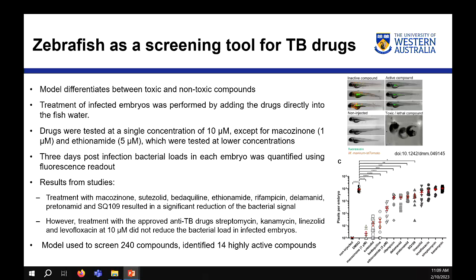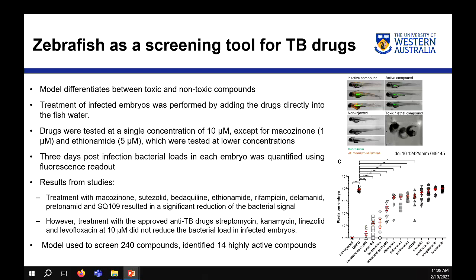But treatment with approved anti-TB drugs, such as streptomycin, kanamycin, and so on, at 10 micromolar didn't reduce the bacterial load in infected embryos. And so you can see that you need to use a much higher concentration of these drugs than some of these new ones where they are showing an effect at lower concentrations. So they used this model to screen 240 compounds, and they identified 14 that were highly active.